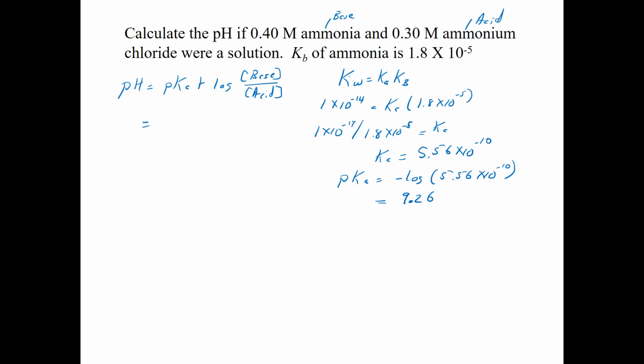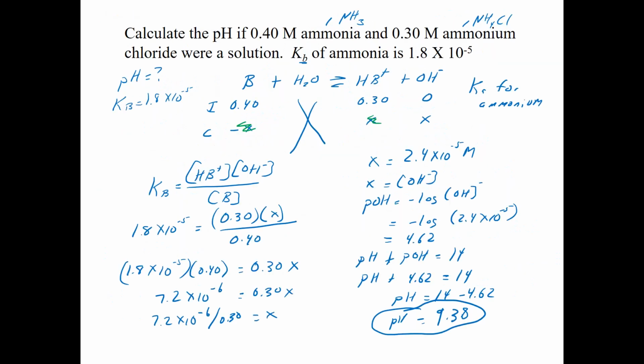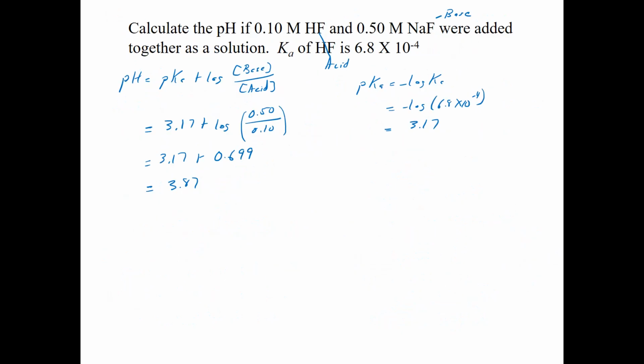Now I'm ready to plug it in here, so I have 9.26 plus the log of 0.40 divided by 0.30. Again, do the log term first: 9.26 plus 0.125, and I didn't round anything, so in my calculator I got 9.38. Just to go back and check, this is the same problem. In fact, I just copied and pasted. This is the same problem we did back here, and you will notice that this pH and the 9.38 are exactly the same answer. So you can do them either way.